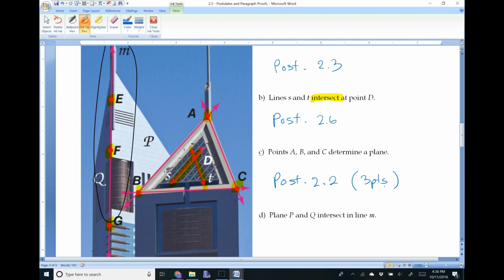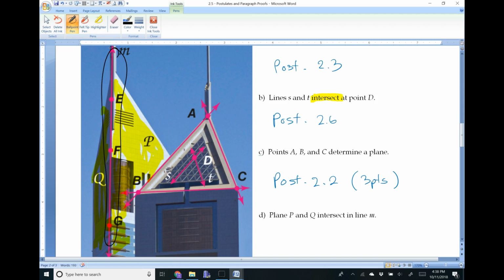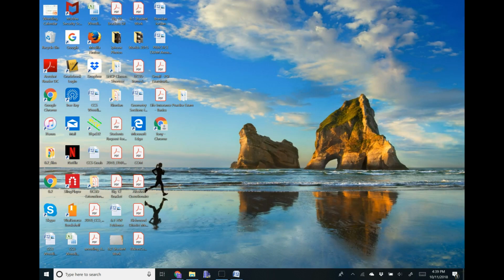Alright, last one here. Planes P and Q intersect at line M. So let's find planes P and Q. I'm gonna erase some stuff here. Take a look where the planes are at, guys. So here's plane P. This is all plane P here, side of that building. Alright. And here's plane Q right here. Right? Other side of the building. And they intersect at line M. Line M is all right here. Right? Two planes colliding and they intersect at line M.